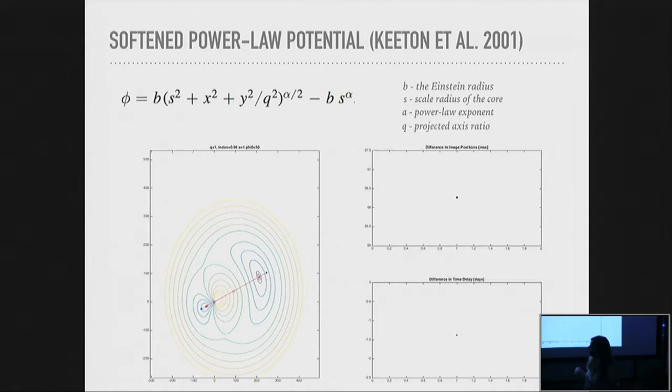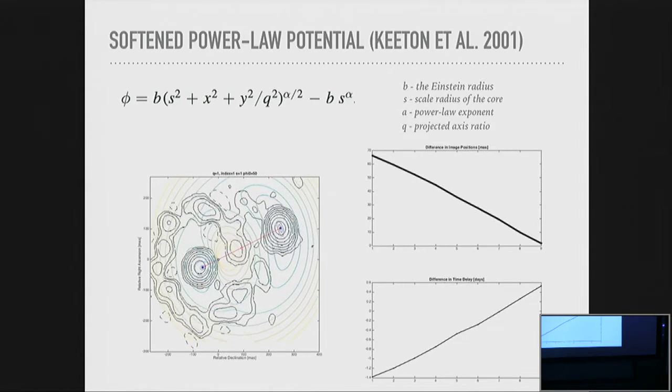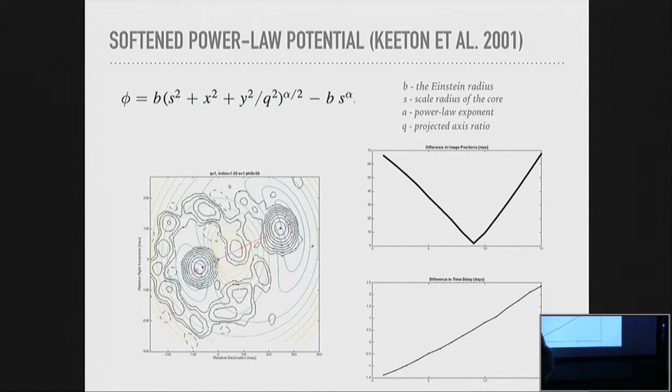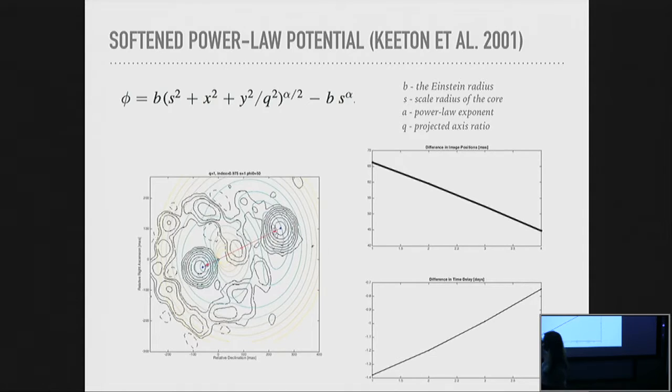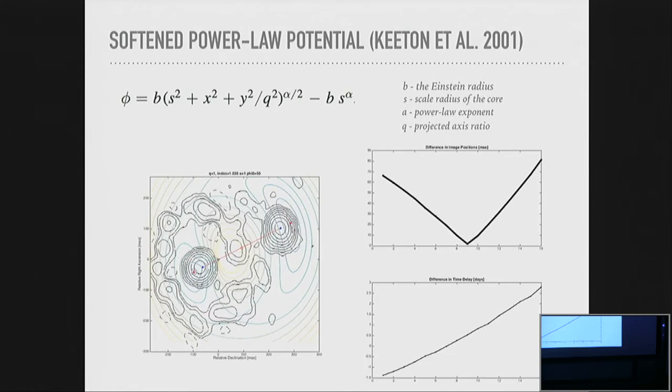We will start with the model which is called softened power-law potential, because this model has a few parameters which we can investigate. One of them is the core, the size of the core. We can also change the slope of the potential, and we can add some ellipticity. In this movie, what we want to look at is how well we are able to reconstruct the position of the radio images and the time delay for different positions of the source and the lens, and different mass distributions.